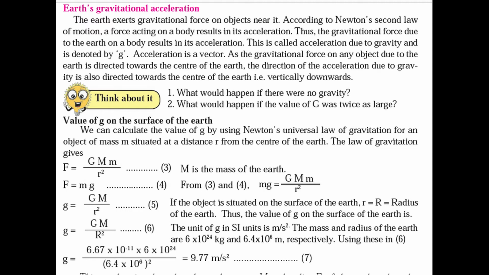Acceleration is a vector. As the gravitational force on any object due to Earth is directed towards the center of the Earth, the direction of the acceleration due to gravity is also directed towards the center of the Earth, which is vertically downwards. Now, what would happen if there is no gravity? Think.